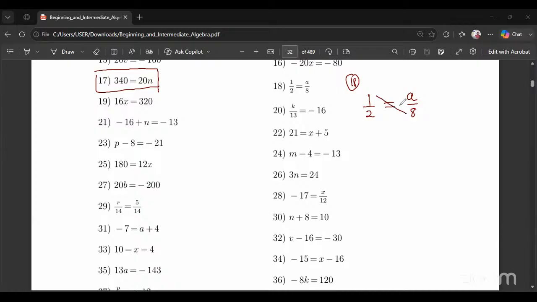So if you cross multiply, just like the arrow is moving, you want to multiply 1 by this 8 down here. So 1 times 8 is 8. And next you want to multiply 2 by a. So 2 times a is 2a.